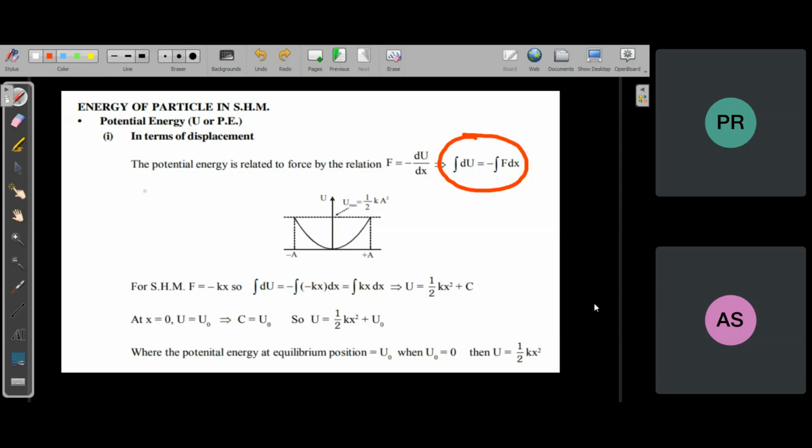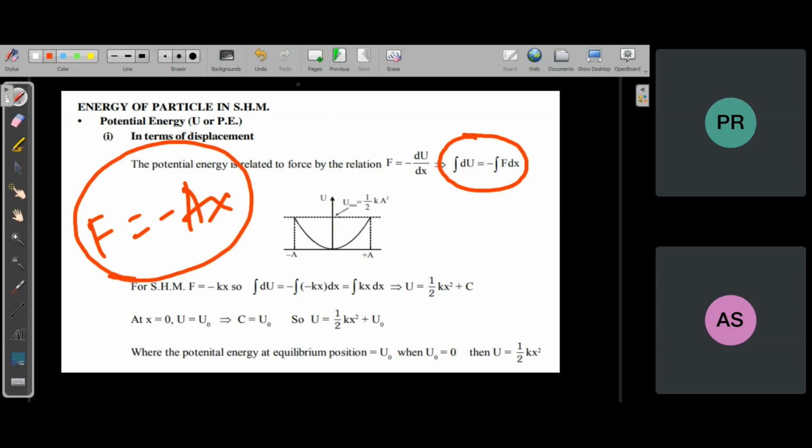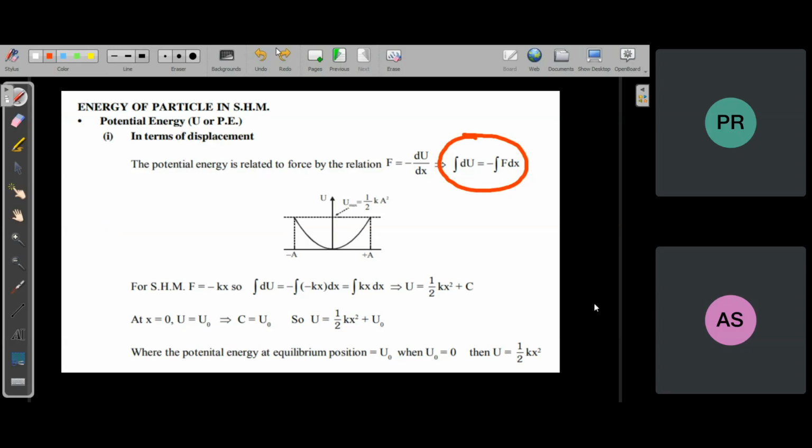Means what? If the equation is F equal to minus ax, then if this force is acting on a particle, the particle will do SHM, where a is any constant. In place of a, they have written k. That's it. Don't think that it is a spring constant all the time. So it is just a constant.